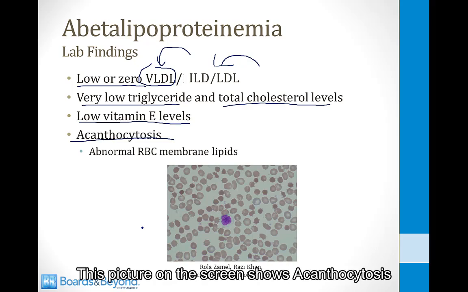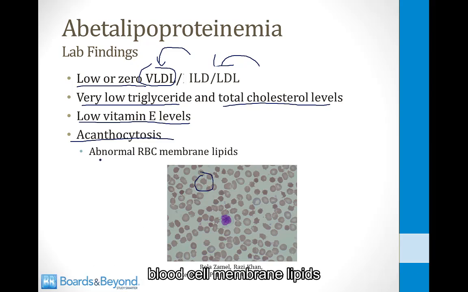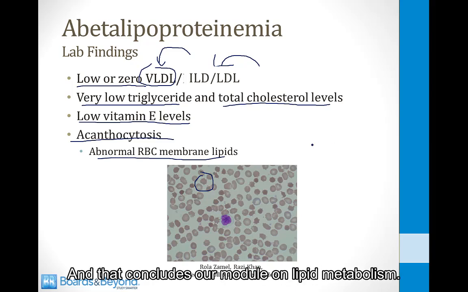This picture on the screen shows acanthocytosis. Acanthocytes are red cells with these spikes in their membrane, and this occurs when there are abnormal red blood cell membrane lipids, and that happens among children who have A-beta-lipoproteinemia. And that concludes our module on lipid metabolism.